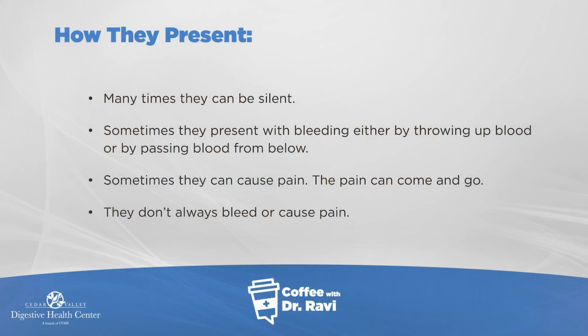How do we know that we have ulcers? Number one, we can present with bleeding. This can be frank blood that pours out through the bottom, or black stool. Sometimes it causes pain, and not all the time can you have pain. That's the strange thing, so they can be silent. So bleeding can be an issue.